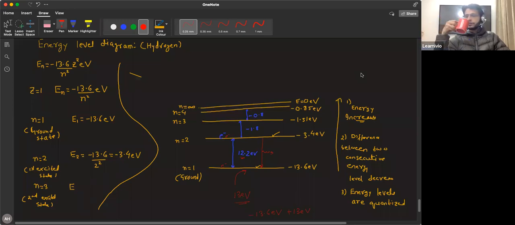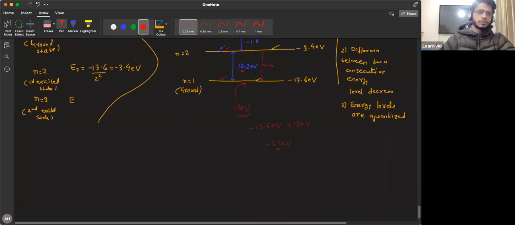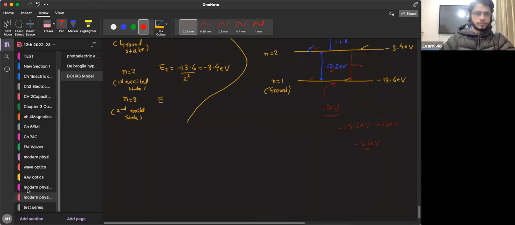That's why the spectrum is a line spectrum. You don't have continuous spectra, you have line spectra. Okay, after this, let's do some basic questions on this.